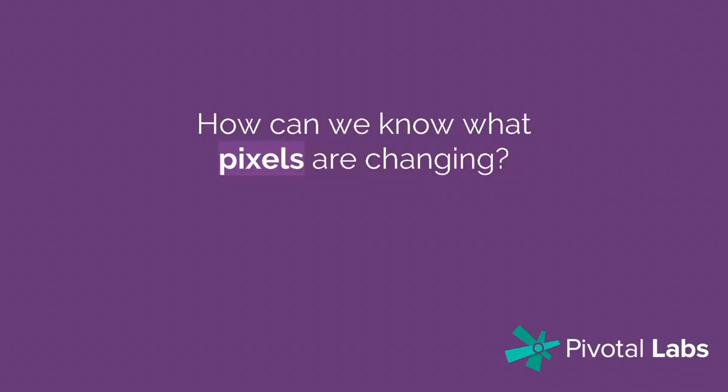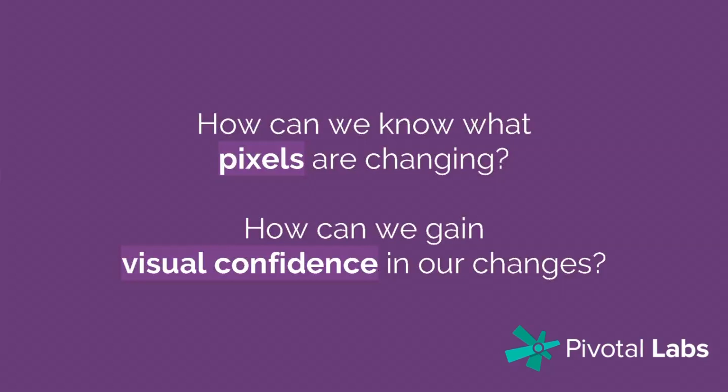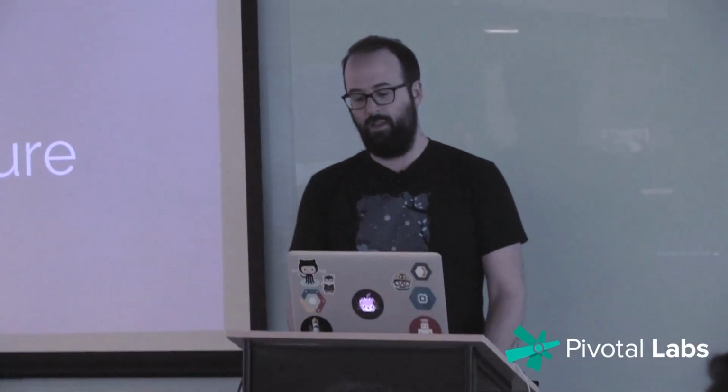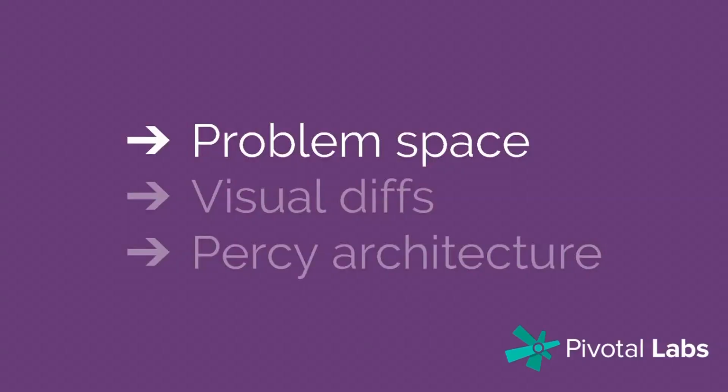How can we know what pixels are changing? And because of that, how can we gain visual confidence in the changes that we're making? So that's sort of an exploration of the problem space. And I see a lot of nodding heads, so I feel like you're very familiar with this. You've felt the pain of this.